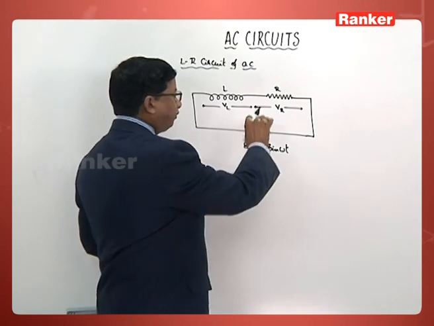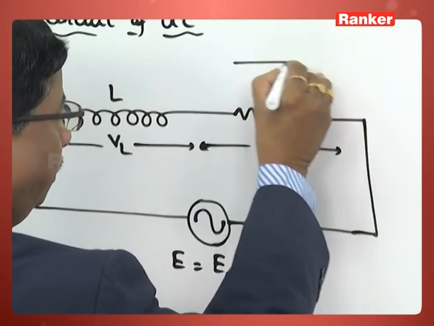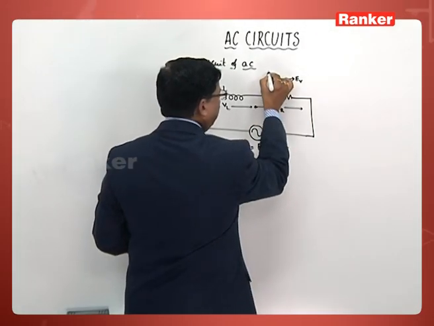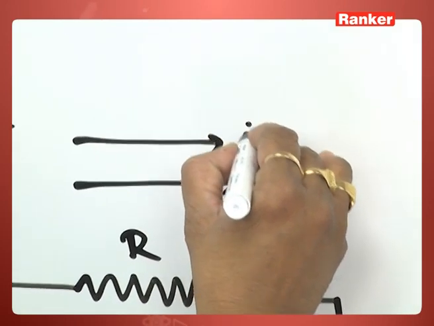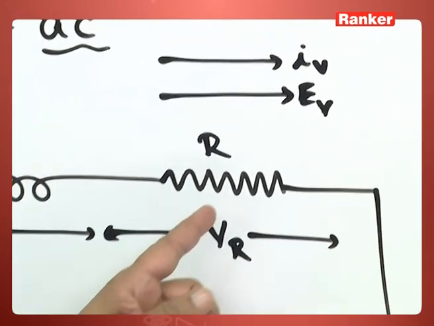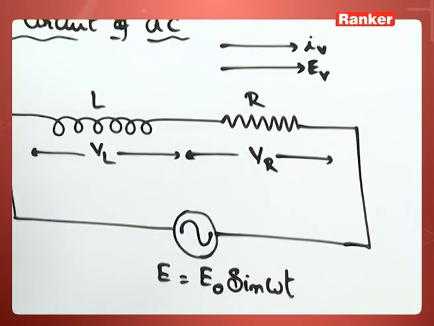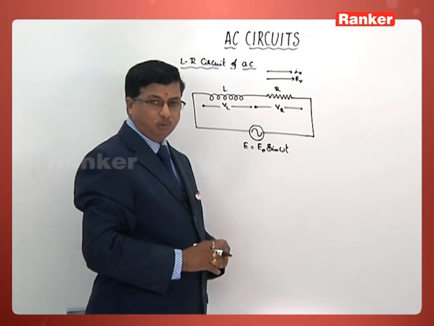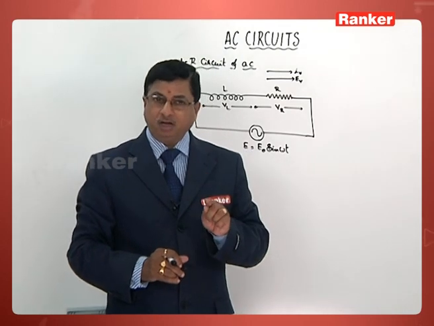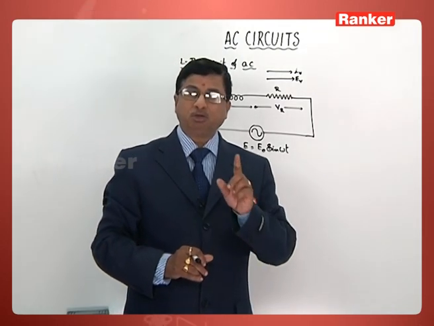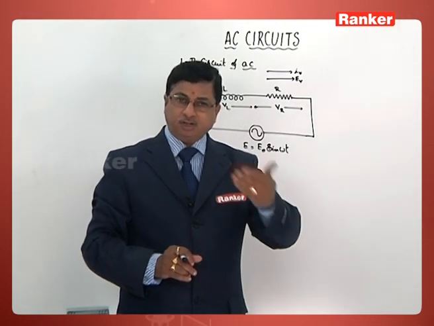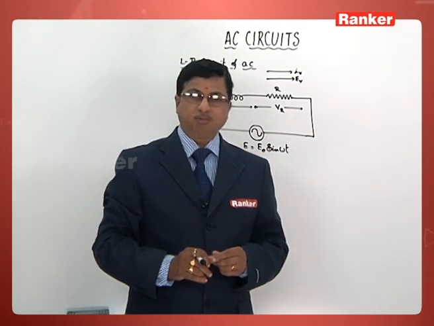Therefore, I just write down the same thing here. If I take the virtual value of EMF as EV, the virtual value of current as IV, both are going to be in the same phase as far as resistance is concerned. But at the same time we know across an inductance, current lags behind the EMF by pi by 2 radian. In other terms, EMF leads the current by pi by 2 radian.